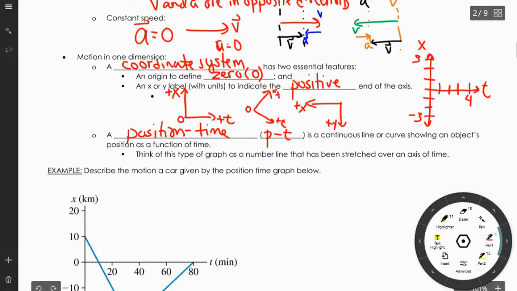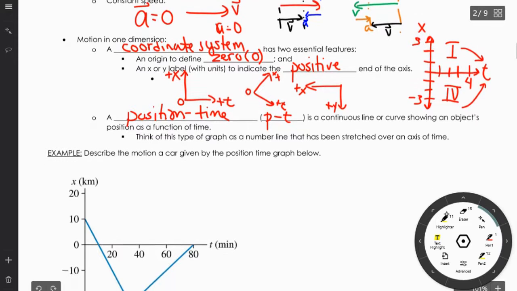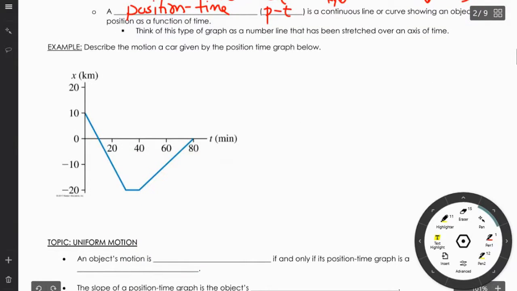Position can go negative, just like a number line can go negative. We're going to work in physics in the first and fourth quadrant because time is often our x-axis, and time can never be negative. So if we look at this graph here, there are certain things that we can do. We're not going to look at the numerical values right now, but we're just going to describe what is happening here. The first thing is that the car starts 10 meters away from the origin.